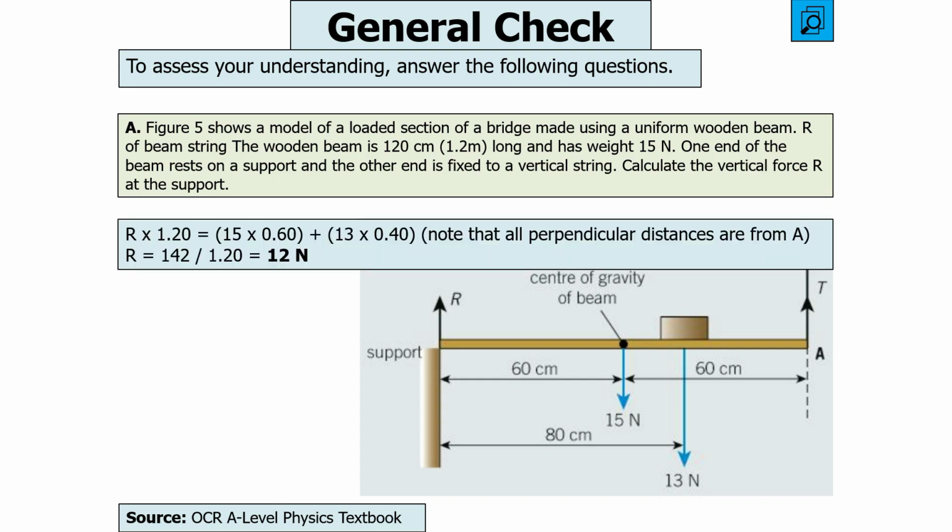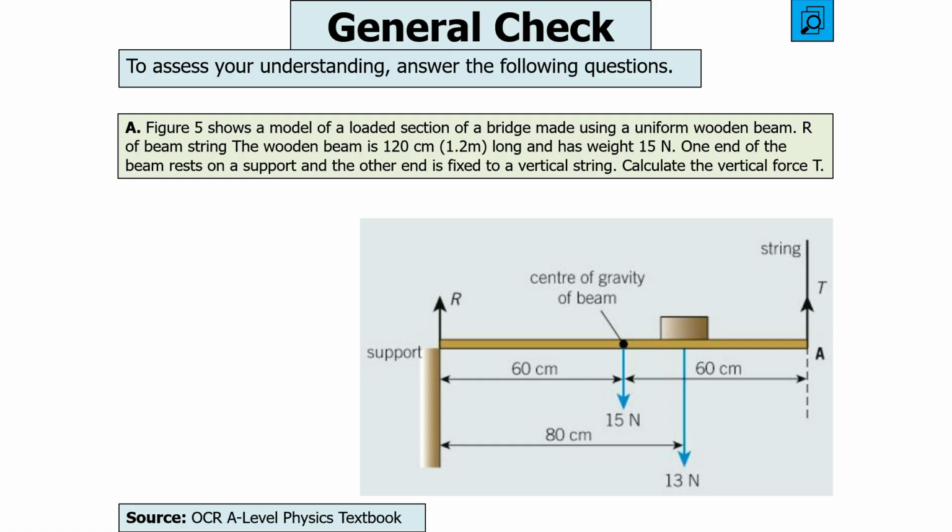So we know that the moments are balanced about the point. So if we take our moments from point A, we can say R times by 1.2 is equal to 15 times by 0.6 plus 13 times by 0.40. Again, we turn our centimeters into meters. Therefore, R is equal to 14.2 over 1.20. It is equal to 12 newtons.